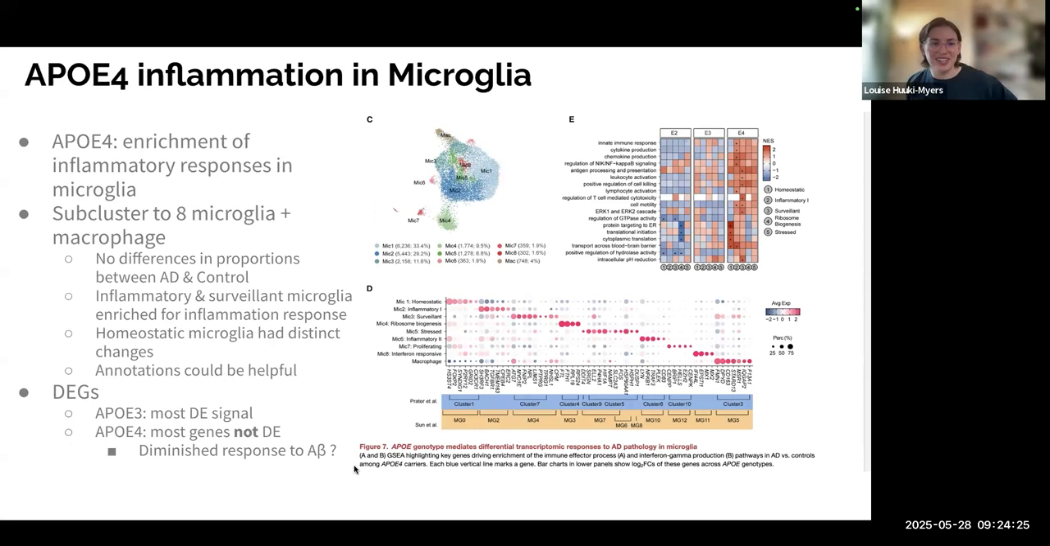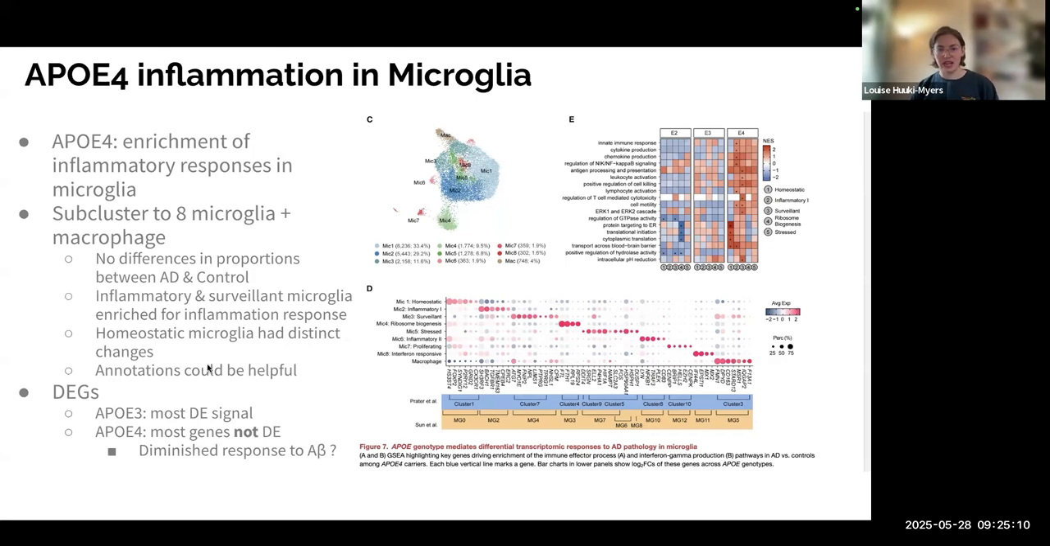And then, okay, so then turning our attention to microglia, which is the cell type implicated in AD. So for ApoE4, we see an enrichment of inflammatory responses in microglia. They subcluster their microglia into 8 microglia and macrophages. Again, we don't find any differences in those fine cell type proportions. They find the inflammatory and surveillant microglia populations are enriched for inflammation response between AD and control. And then they find that homeostatic microglia had distinct changes across their genotypes.